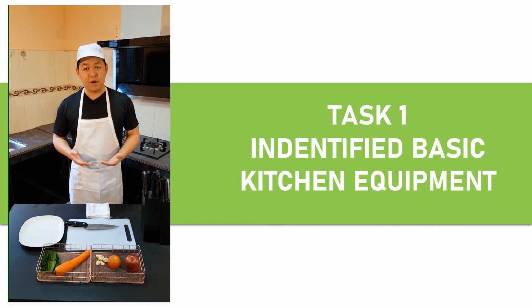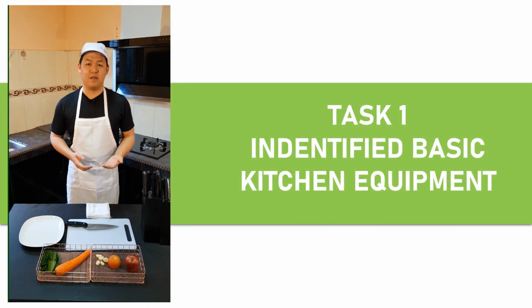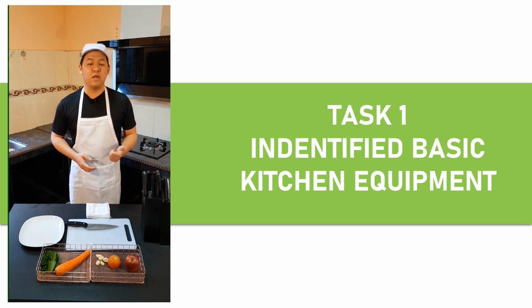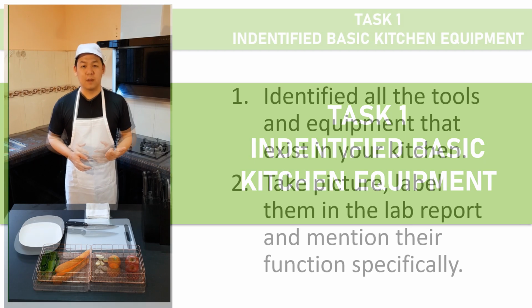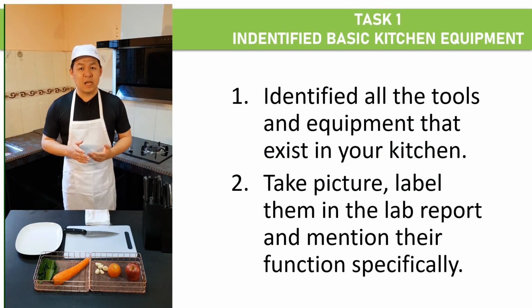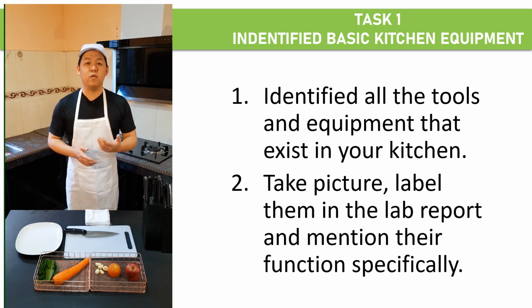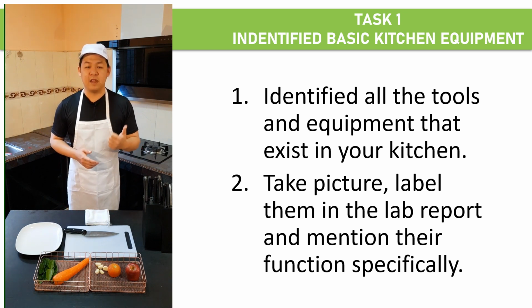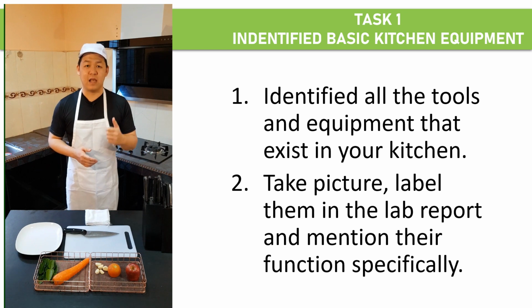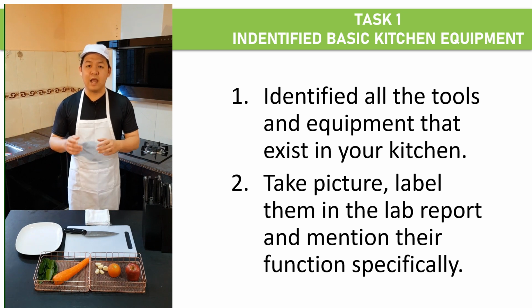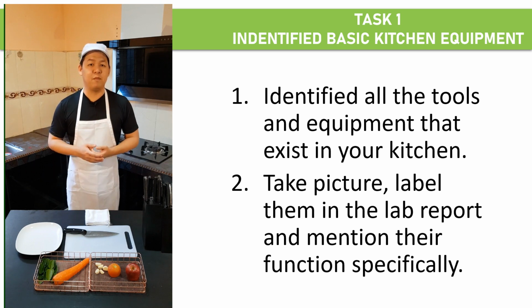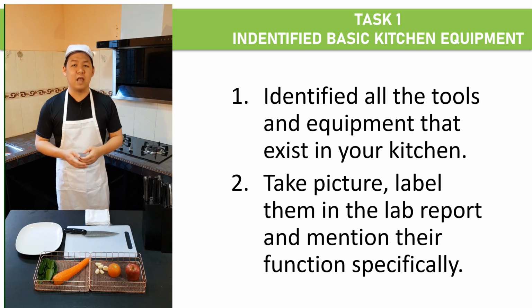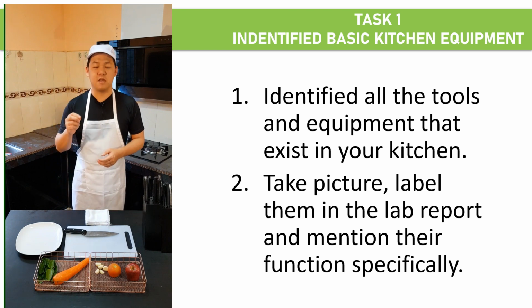Alright. For this practical class, you have to perform 3 tasks. Task 1 is to identify the basic kitchen equipment and tools that are available in your kitchen. First of all, you have to identify all the tools and equipment that exist in your kitchen, and then take a picture of them and put it in the lab report with proper labeling, and you have to mention their function specifically.